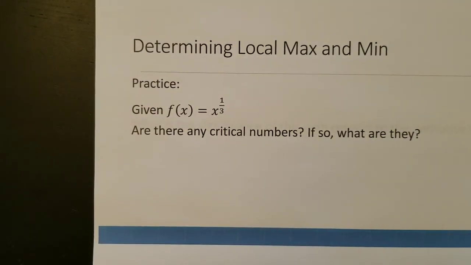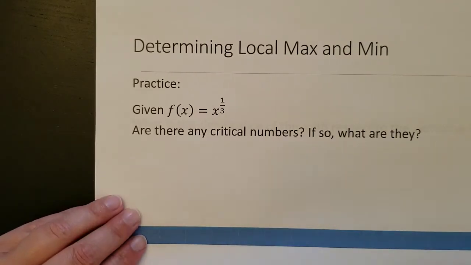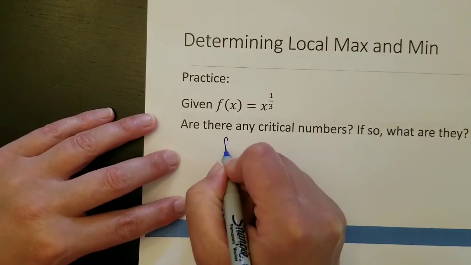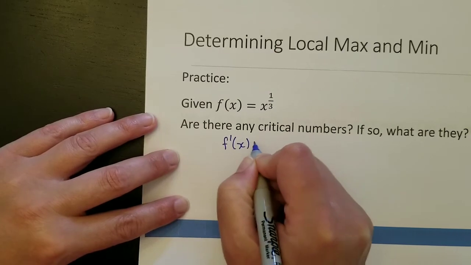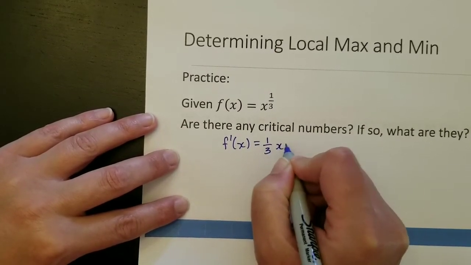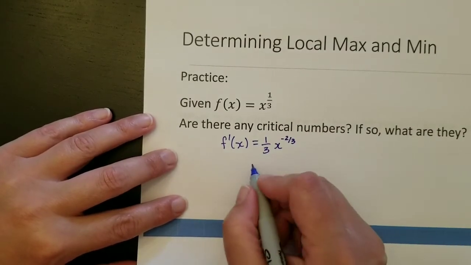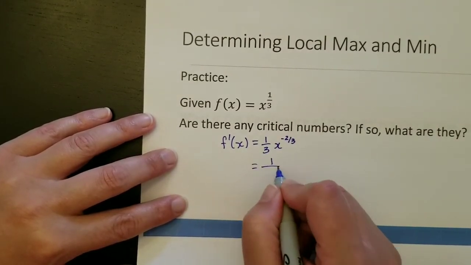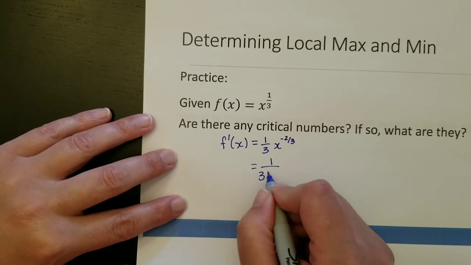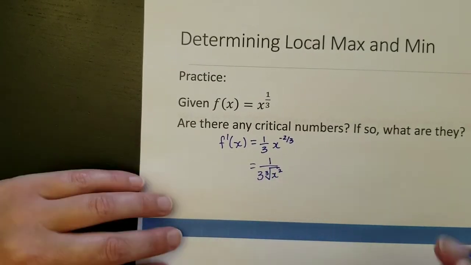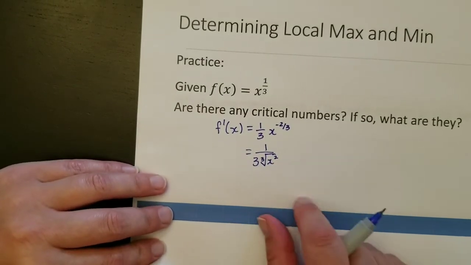Last example is probably easier than that one. Here we're going to look for critical numbers and just do a little test. Now, f at x equals x to the 1/3. This is not a real hard derivative. F prime at x is 1/3 x to the -2/3, or 1/3 times the cubed root of x squared. So we've got to rewrite that a little bit.